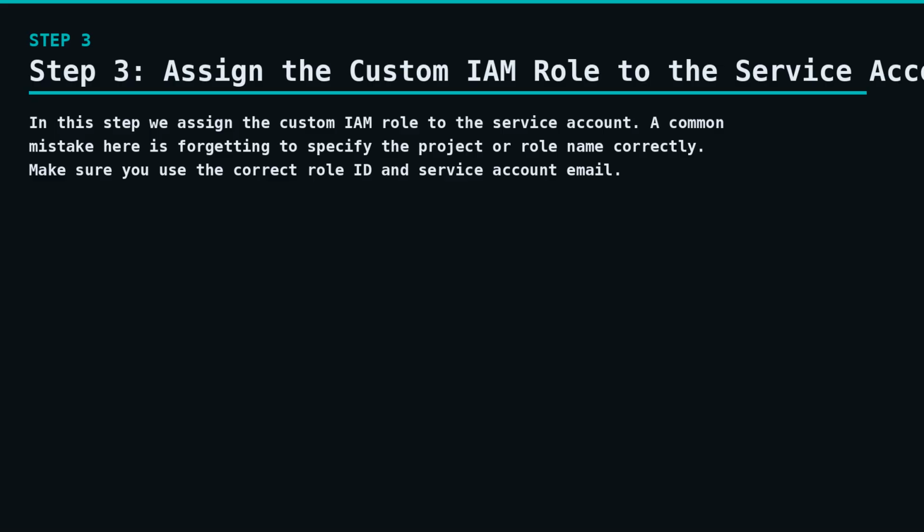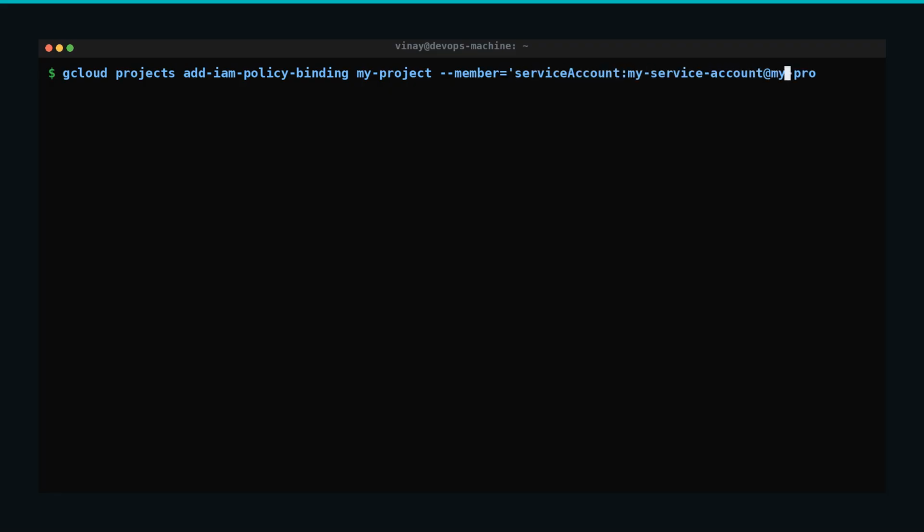We have successfully implemented GCP IAM roles and service accounts best practices. In this tutorial we covered creating a custom IAM role, creating a service account, assigning the custom role to the service account, creating a key file, and verifying the setup. You can now use this setup as a foundation for managing access to your GCP resources.